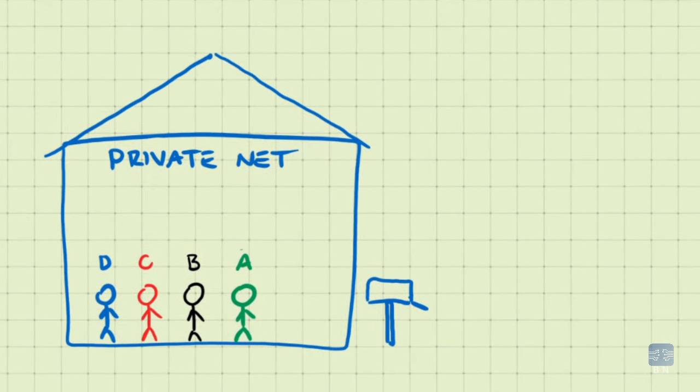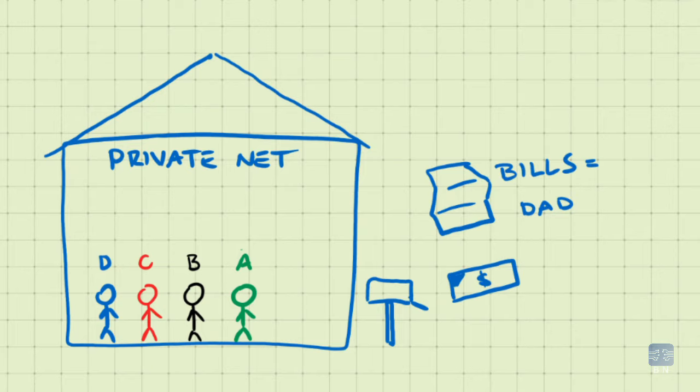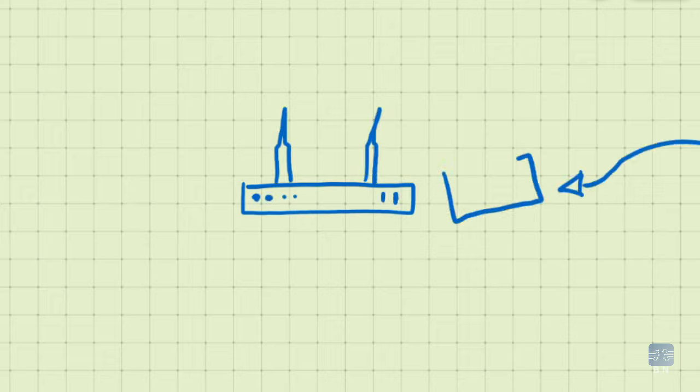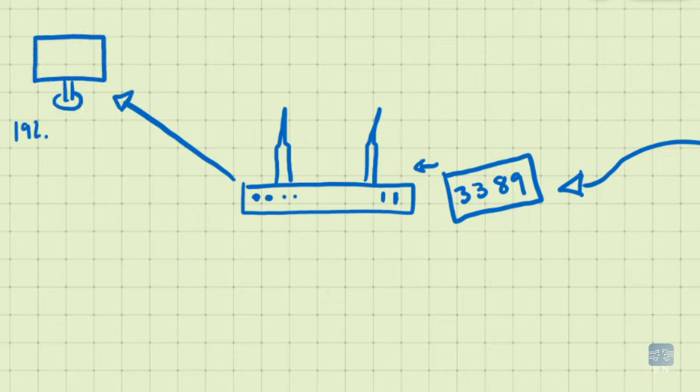Port forwarding is like telling the router, all bills go to dad, or all coupons go to mom. We will tell the router that any traffic that comes through on port 3389, which is remote desktop's port, goes to one specific computer. For example, the one we configured earlier.